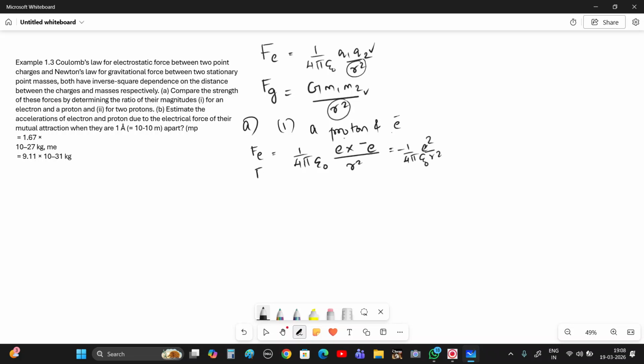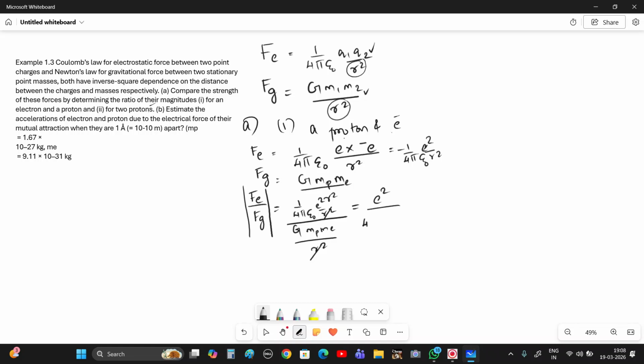Now about the gravitational force Fg. What's the equation? G into M1, the proton, and M2, the electron, divided by R square. Now they're asking you to take the ratio between these two, to compare these two forces. For that we have to take the ratio of their magnitude. So I'm doing Fe divided by Fg. What is Fe? I'm substituting the value. We are taking only the magnitude, so no need to take the sign. So it will become 1 by 4 pi epsilon 0 E square by R square divided by G Mp Me divided by R square. R square and R square are common in the top and bottom, so I am cancelling them. The balance is E square by 4 pi epsilon 0 G into Mp into Me.